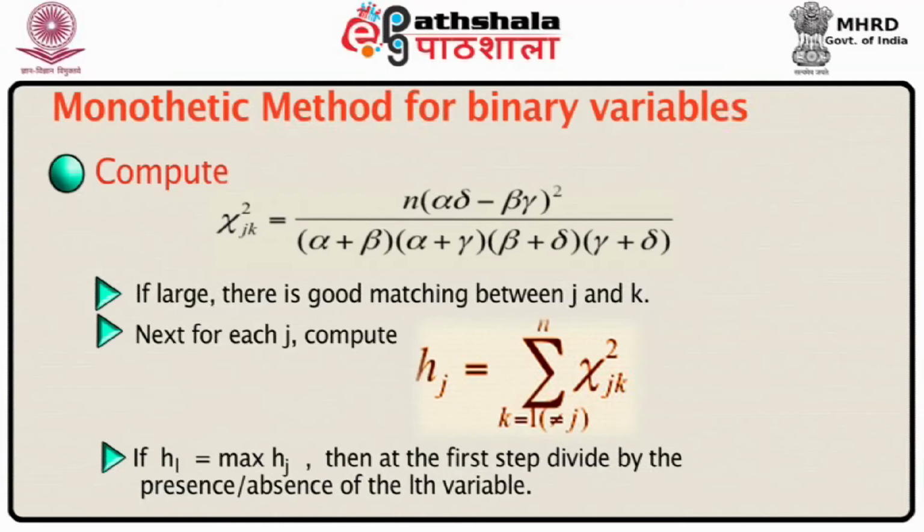Now what we do next is, we look at a single variable and look at its chi-square value with respect to all the other variables. If all these chi-squares turn out to be very high, it really means that if we segregate by this variable, then automatically we also segregate by the other variables, and hence we look at the maximum of this Hj and choose that, so that we actually have a good separation of the other variables as well.